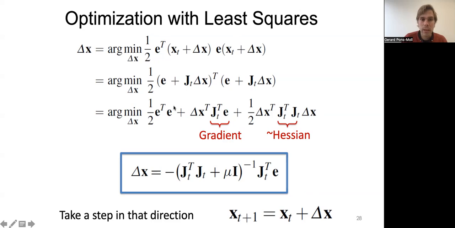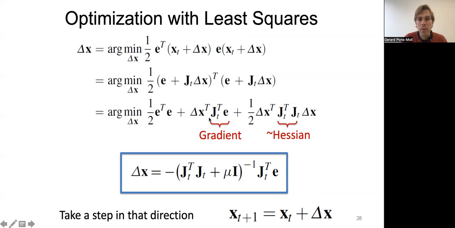The first thing to notice is that E transpose E is the current error. It does not depend on delta x. So for the purposes of finding a good gradient step, a step delta x that minimizes this expression, it's completely irrelevant, right? So this term we can ignore.